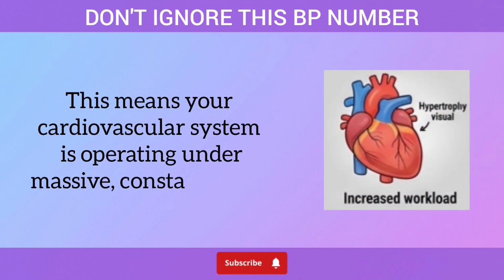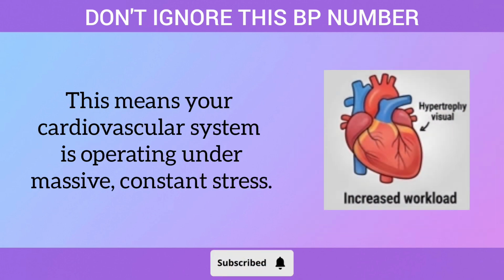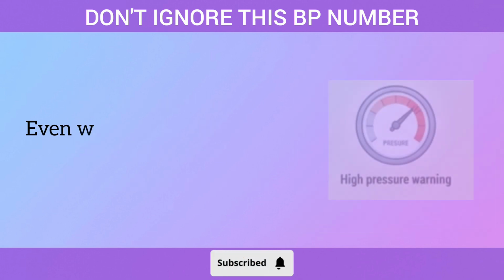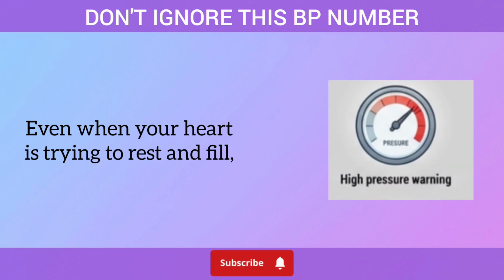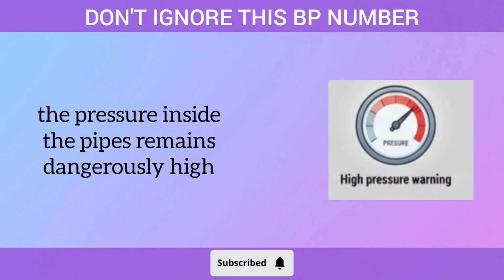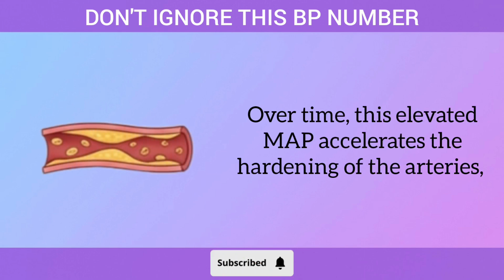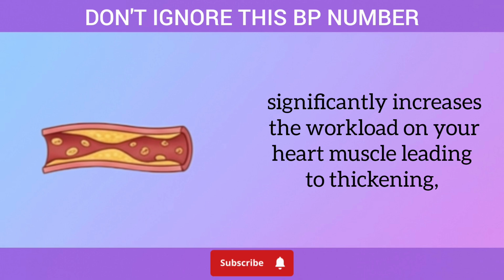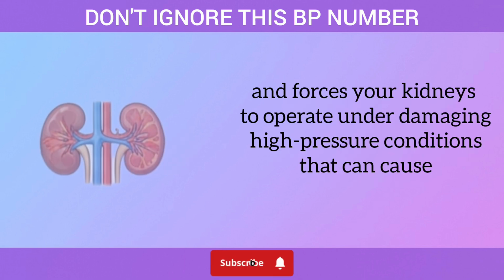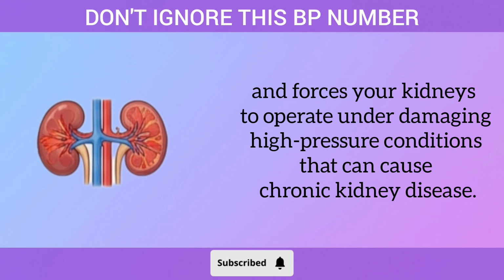This means your cardiovascular system is operating under massive, constant stress. Even when your heart is trying to rest and fill, the pressure inside the pipes remains dangerously high. Over time, this elevated MAP accelerates the hardening of the arteries, significantly increases the workload on your heart muscle leading to thickening, and forces your kidneys to operate under damaging high-pressure conditions that can cause chronic kidney disease.